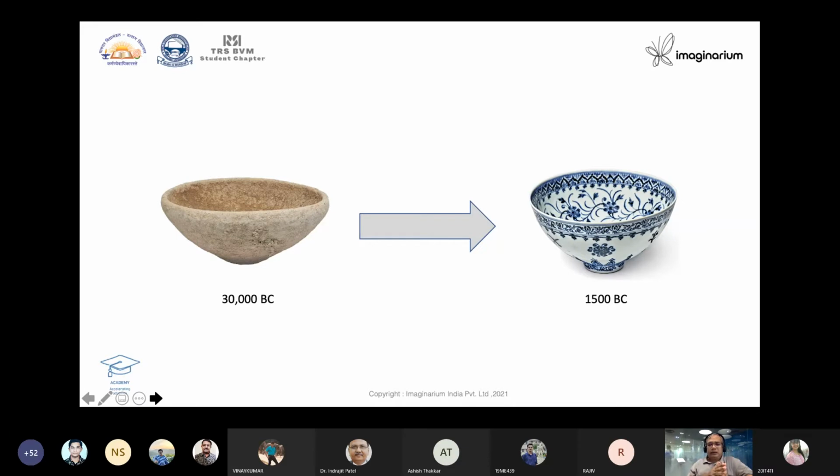The form has not changed, because that is a fundamental thing to store something. But today these things are being made on a very large scale. The potter can make a few pots, but today a ceramic unit can make thousands and millions because of mechanization, right?